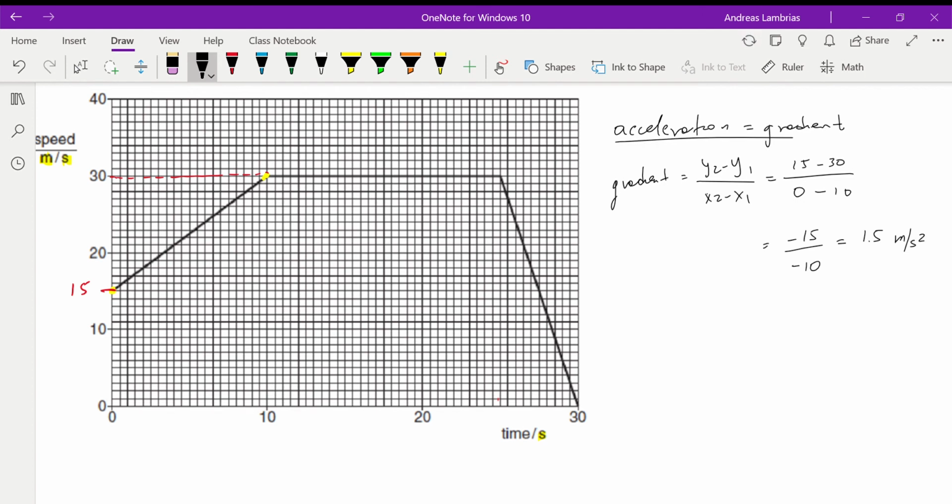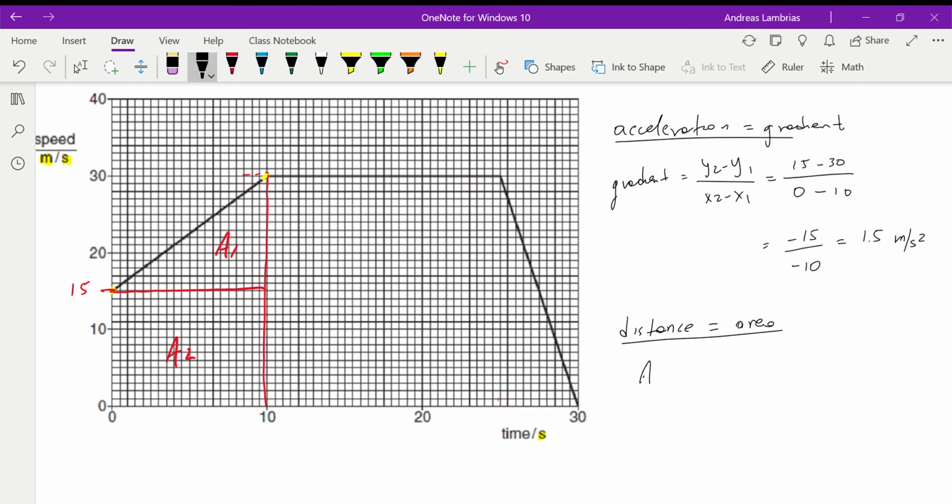And if I want to find the distance covered during that part, once again, distance can be calculated using the area. In this case, I need to find the area under that line, this area over here. So what I can do is split this into two shapes. I can say that I have area 1, which is a triangle, and area 2, which is the rectangle.